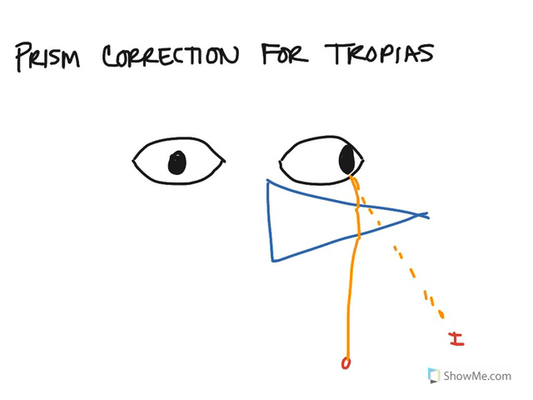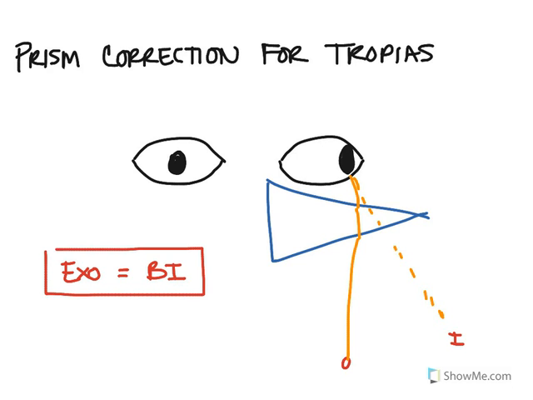This situation here, the exodeviation using a base-in prism for correction, is probably the most common clinical scenario that you'll encounter. And if you can remember that base-in is used to correct exodeviations, you can use that information when you look at any other deviations. You know that if the eye is turned out, the base has to be in. So if the eye is turned in, the base must be out. If the eye is turned up, then the base must be down. And if the eye is turned down, then the base must be up.